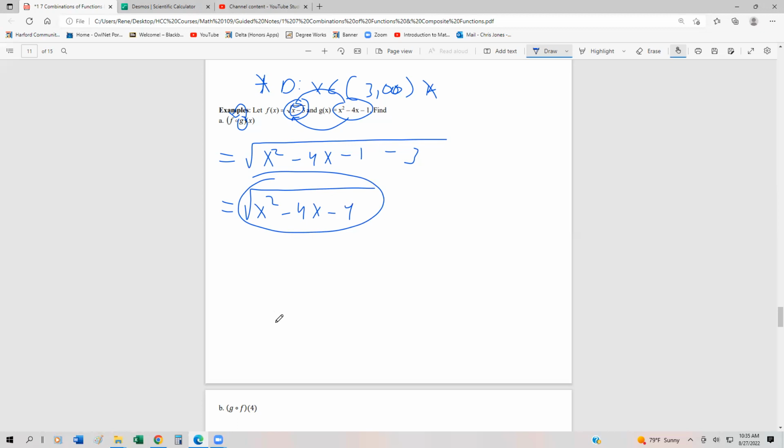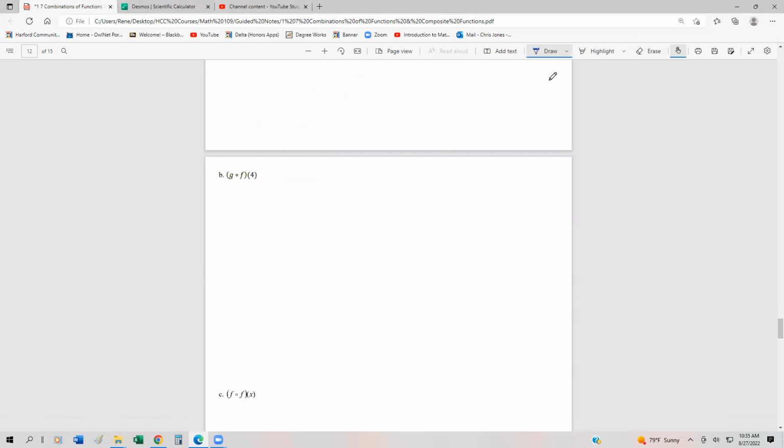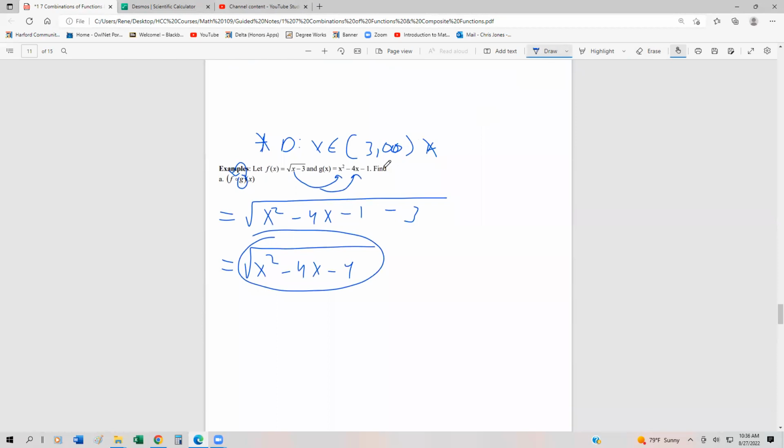Next, we're going to look at g at f at 4. Now, g at f says that we're going to start with g, plug f back in, and then evaluate that at 4. So I'm going to substitute the square root back in for both of those. That's going to be equal to the square root of x minus 3 squared minus 4 roots of x minus 3 minus 1. Again, we just substituted square root of x minus 3 back in for each of the x's in g.